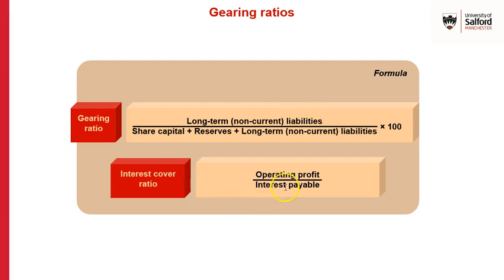We can look at it on the payment side. Operating profit is the money available to pay interest, over the interest that we actually have to pay. So that is another way of looking at it, and it's called interest cover ratio.